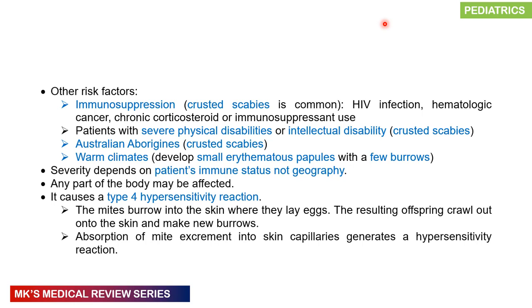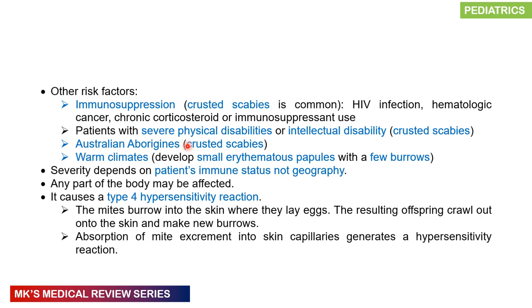Then you may also have certain drugs, like chronic use of corticosteroids and immunosuppressants, and of course hematological cancers. Remember that the type of scabies we often see in these patients is referred to as crusted scabies. We'll talk about it in much more detail later on. You may also have patients with severe physical disability, and those with intellectual disability. These are also going to have crusted scabies. You may have Australian Aborigines, who also have crusted scabies, and those living in a warm climate.